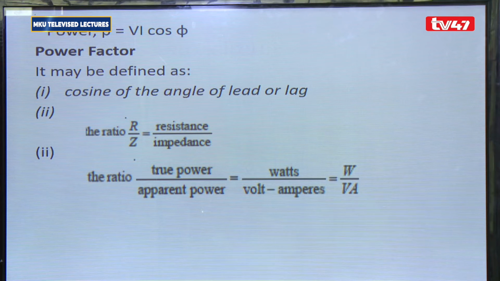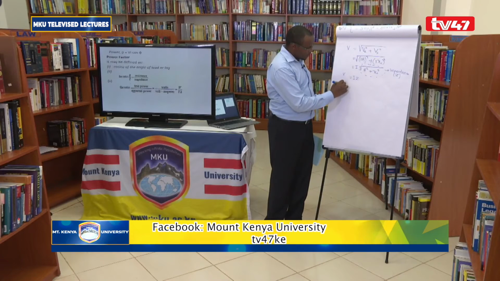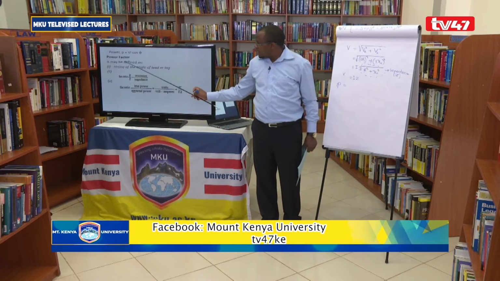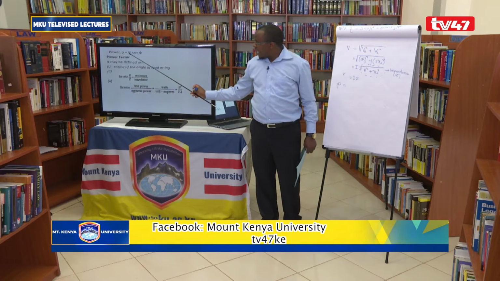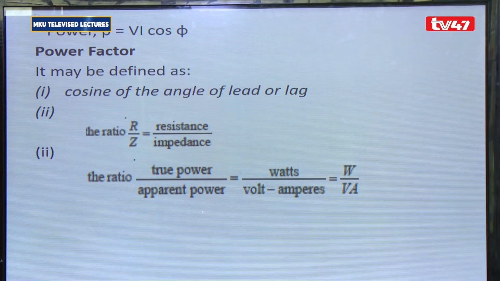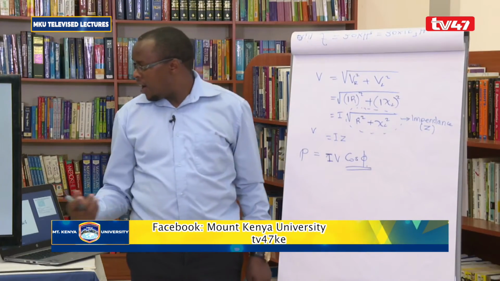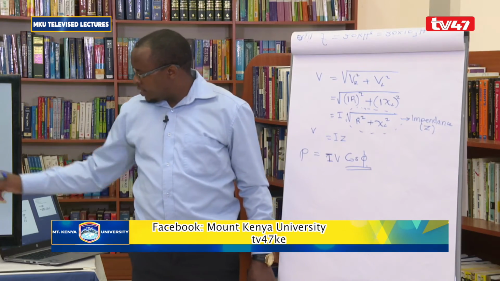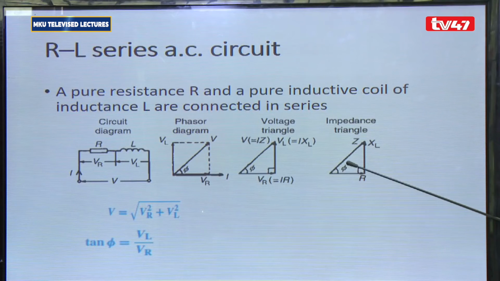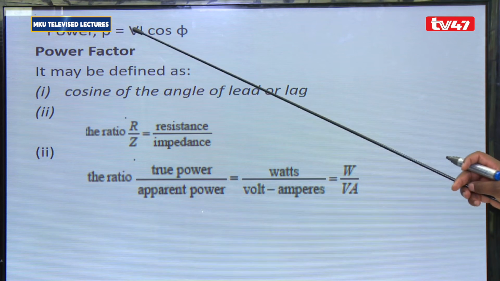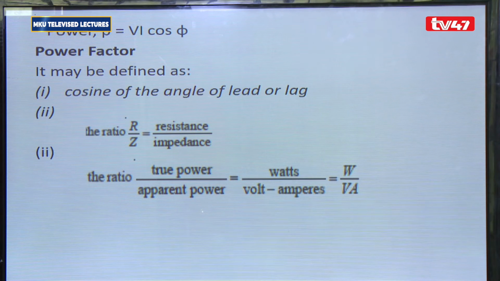Now, the power in this kind of circuit, as we have seen in this formula, is given by voltage times the current times cos phi. So we have got power given by I times V times cos of phi. This phi is the angle that we are talking about here. So the cos of this phi is the one which is used to get the value of the power when you multiply it with the voltage and the current.